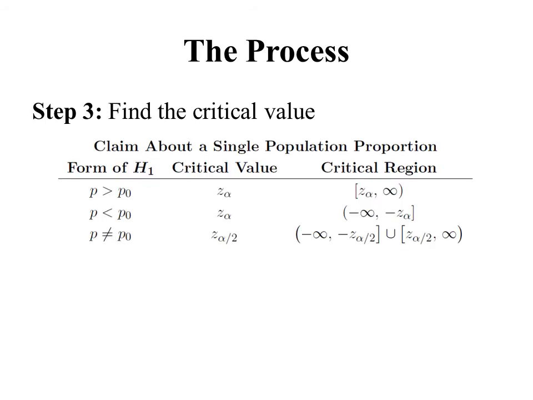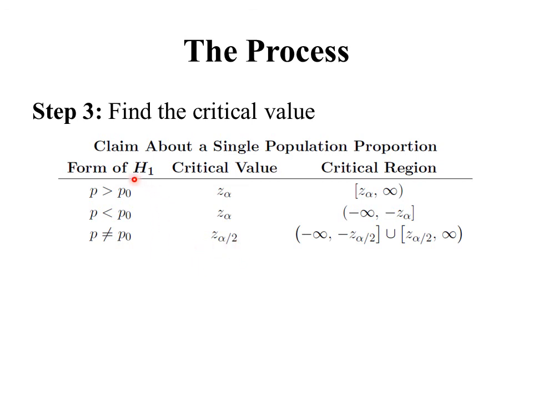So now once we have selected our significance level alpha, for a claim about a single population proportion, here's how we find our critical value. So first we look at the form of our alternative hypothesis. And our alternative hypothesis is always going to be one of these three forms. And if we have the form p is greater than a number or p is less than a number, then our critical value is a z-score, and specifically it's z sub alpha. If our alternative hypothesis is of this form, p not equal to p naught, then our critical value is z sub alpha divided by 2.